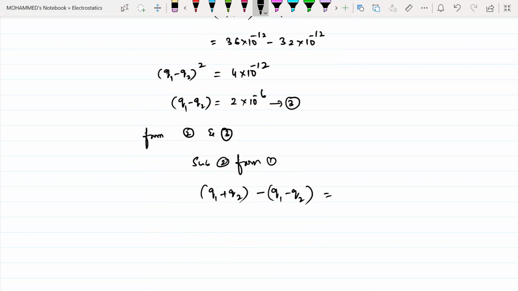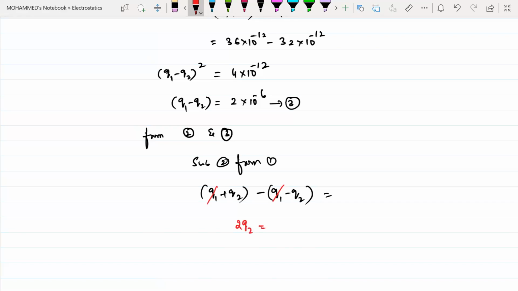Look, plus again. So this will get cancelled. What gets cancelled here? This is plus and this is minus, right? Q1 will get cancelled, and what we get is Q2 plus and Q2 minus. This will become how much for me? 2 times Q2. Yes, sir. We'll get that, isn't it?